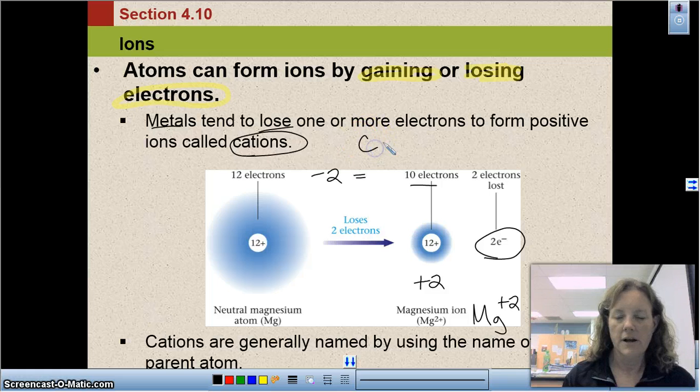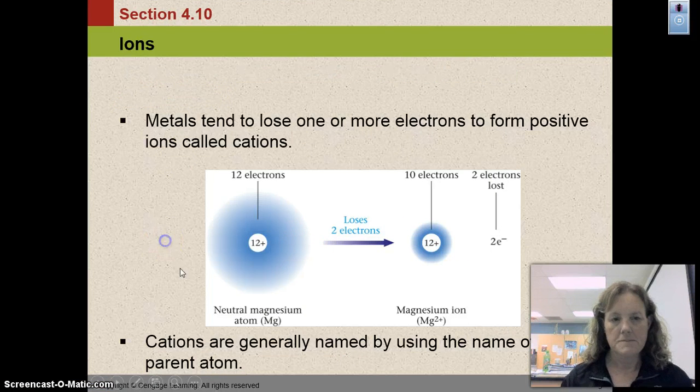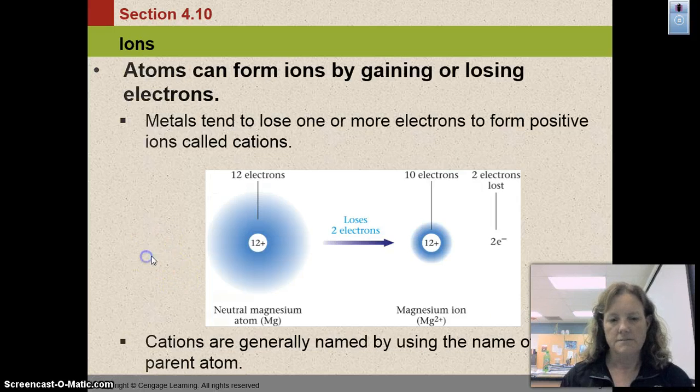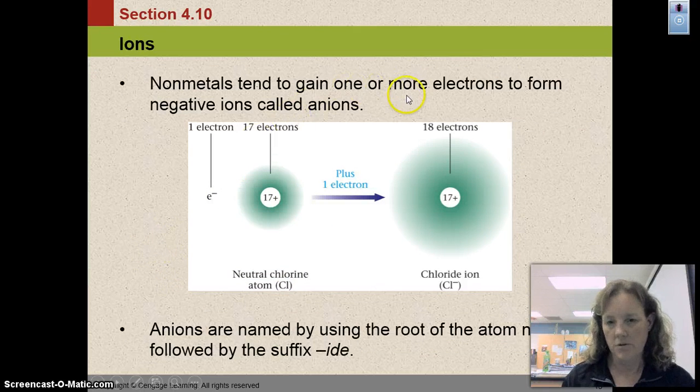And remember, a way to remember this is CATION. A cation has a plus sign in it and the charge is positive. So that may help you to remember that. So metals tend to lose one or more electrons and form positive ions. On the other hand, nonmetals tend to gain one or more electrons to form a negative ion.